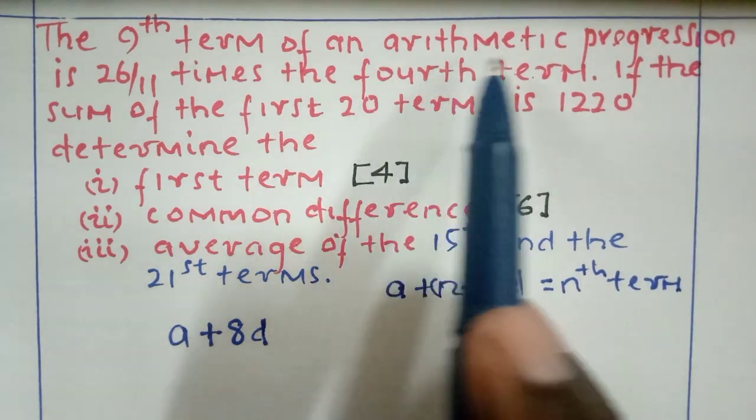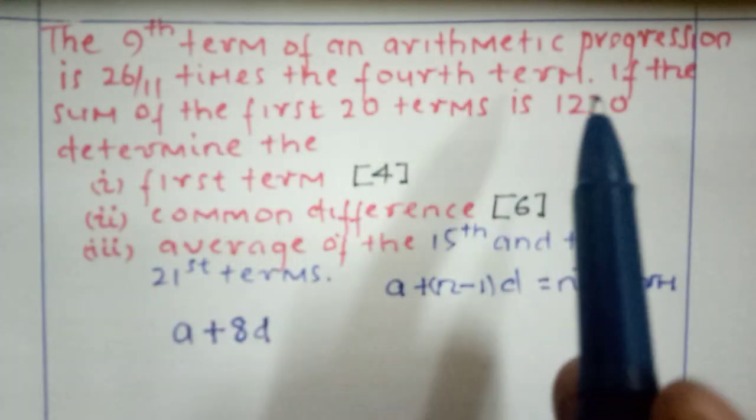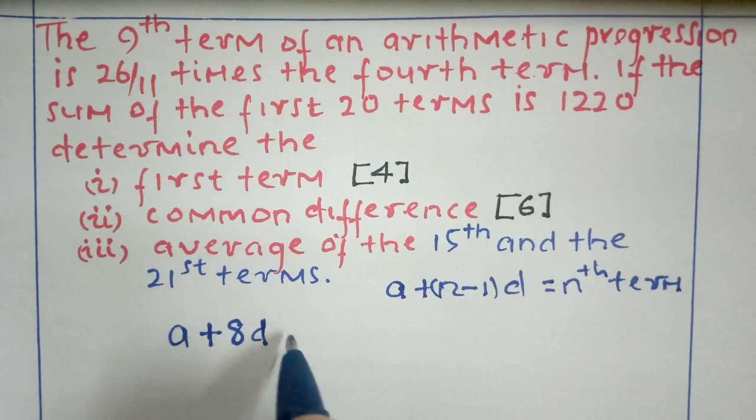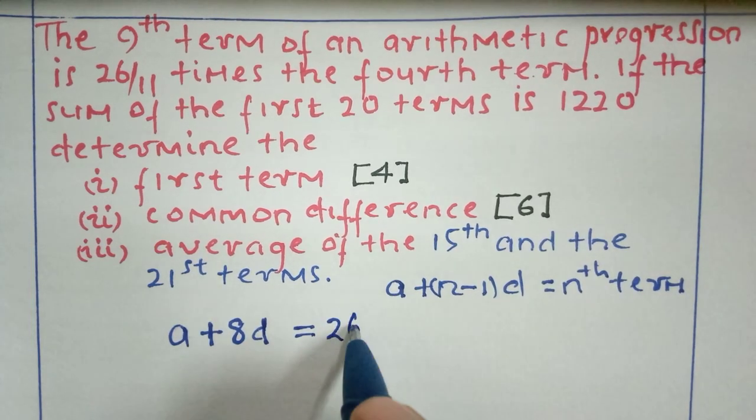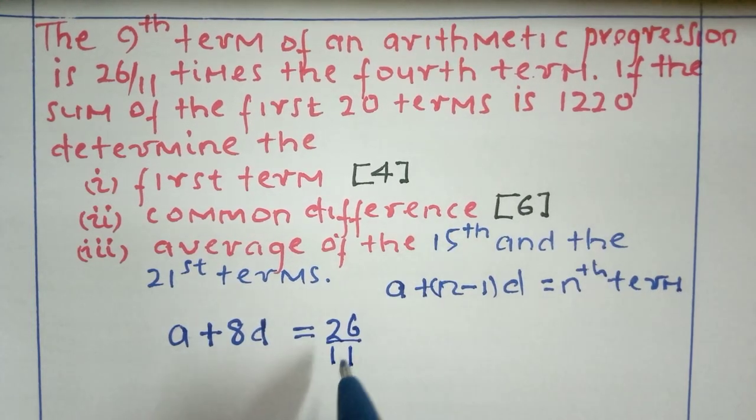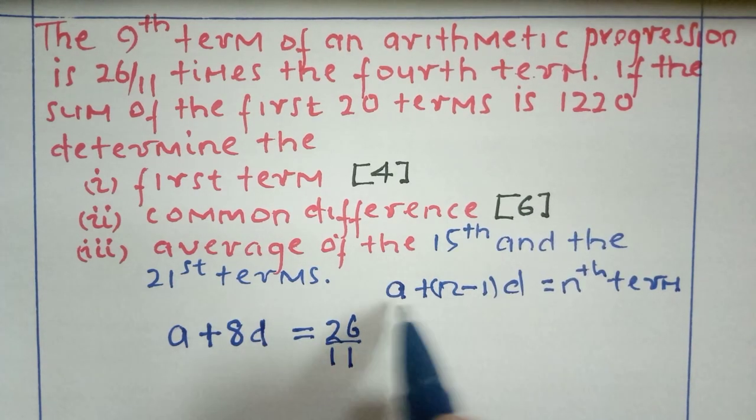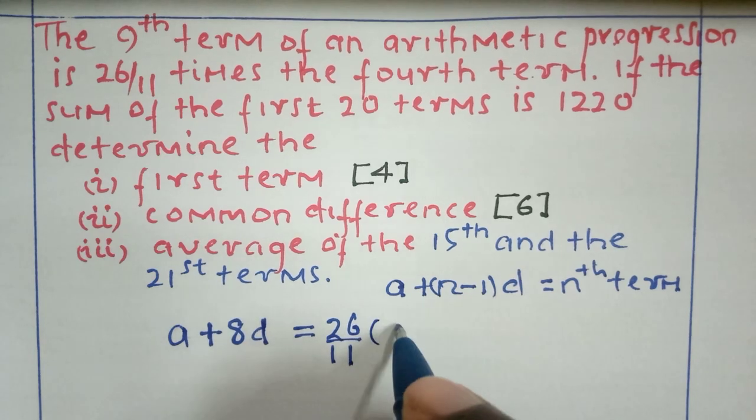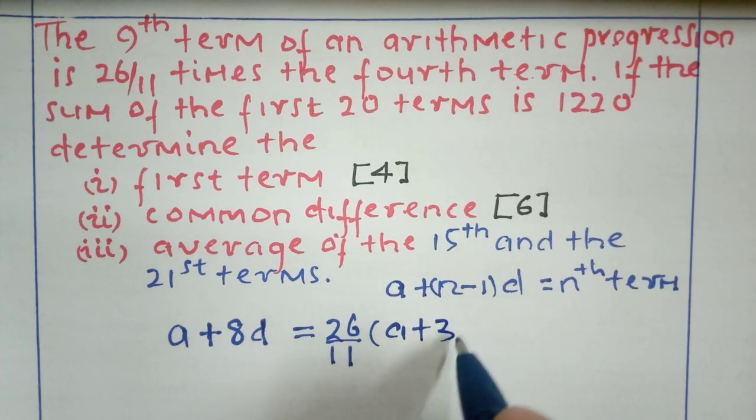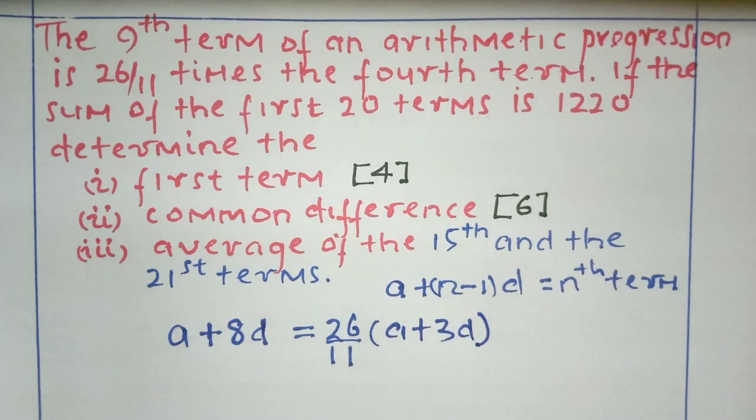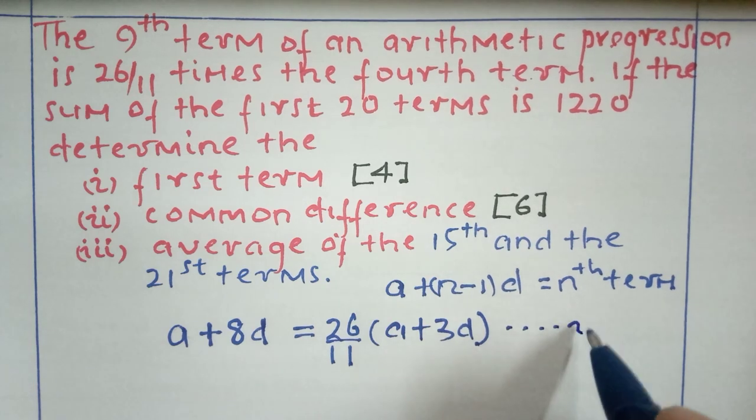Then we are told it is 26 over 11 times the fourth term. So in other words, guys, this is equal to 26 all over 11 multiplied by the fourth term. And the fourth term, using this formula, is going to be A plus 3D. That is the fourth term. So this is our first equation, guys.